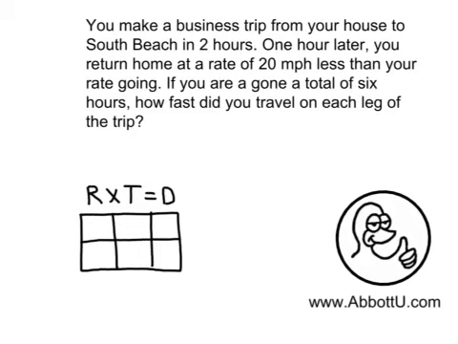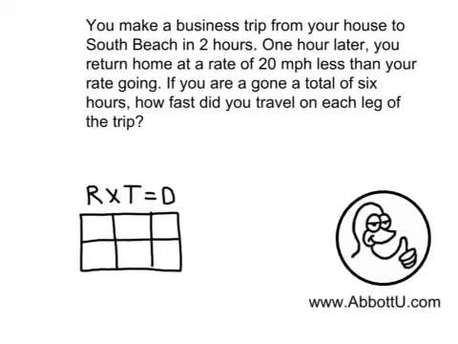All right, next problem. You make a business trip from your house to South Beach, which sounds like an amazing business trip, and you get there in 2 hours. 1 hour later, you return home at a rate of 20 miles per hour less than your rate going there. If you are gone a total of 6 hours, how fast did you travel on each leg of the trip?